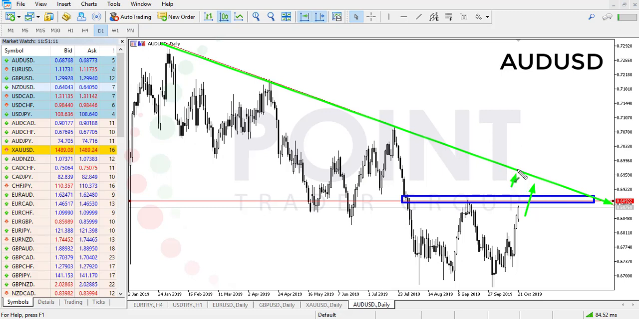And in case the downtrend line is broken, then this actually confirms that we have a double bottom pattern. So this means that we have targets to the upside, and our first target is going to be 0.71.